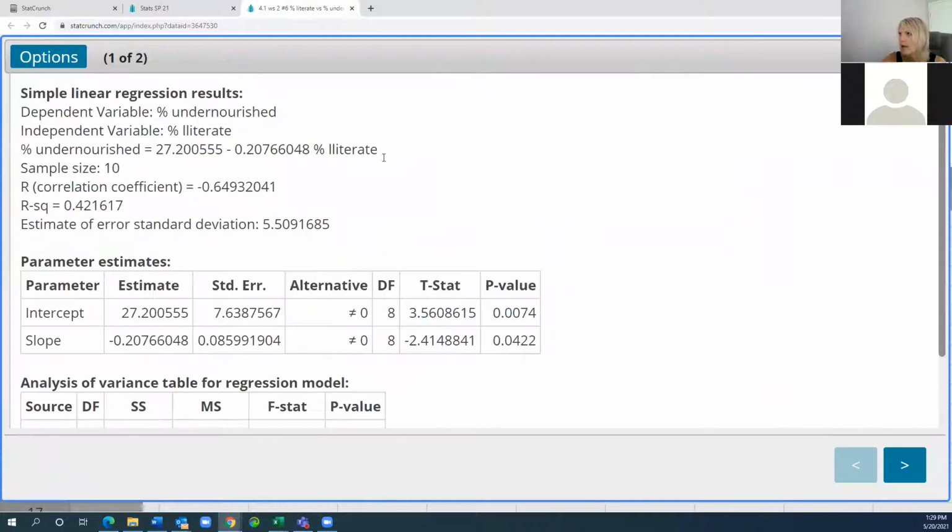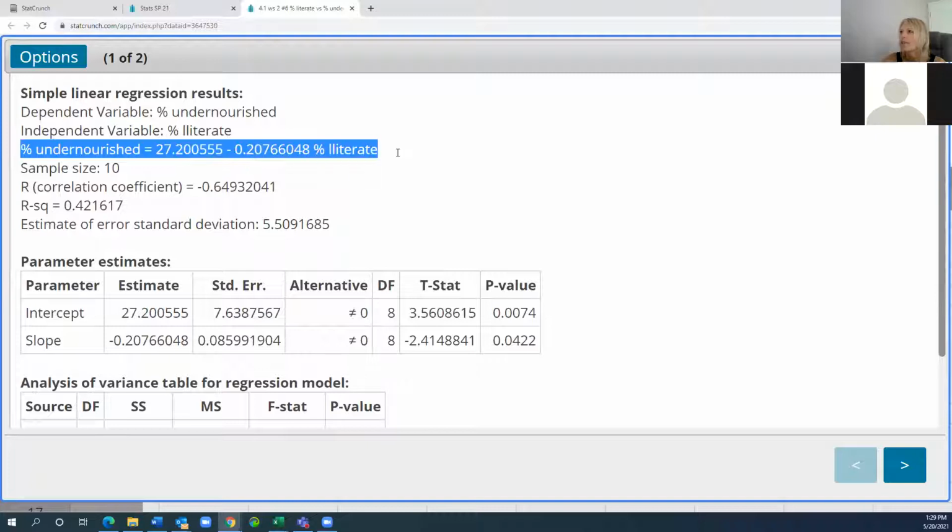I also brought this up big. Hopefully everybody can see this. I'm going to highlight this, where you're going to find your equation that you're going to need for the projects for chapter 4. There's only one project, but this is the equation. And you're probably wondering, wait, there's no Y or X. This is the linear regression equation that it is calculating for us. So percent undernourished right up here tells us is the dependent, it's the Y. And over here, percent illiterate on the right is our independent, it's our X.